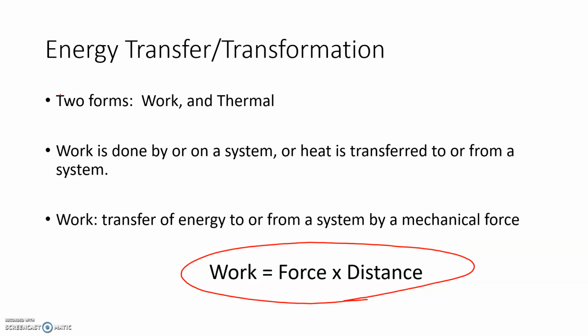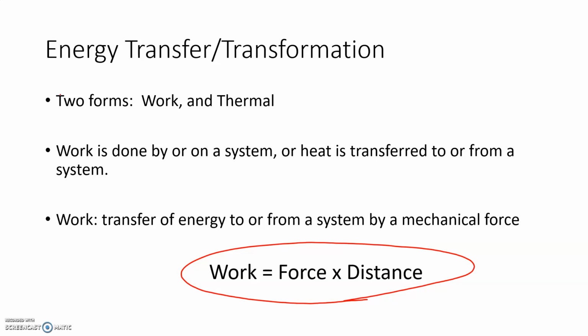In physics, in order for work to be done, there has to be something moving. You see the blue equation up there? Work equals force times distance. There has to be displacement. There has to be movement for work to be done. Make sense?